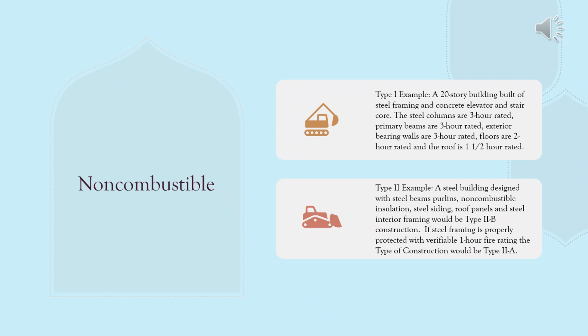Non-combustible type 1, a good example would be a 20-story building built of steel frame and concrete elevator and stair core. The steel columns are 3-hour rated. This building would likely be also sprinklered. Type 2 example would be a steel building designed with steel beams, purlins, non-combustible insulation, siding, roof panels, and steel interior framing. That would be type 2B.